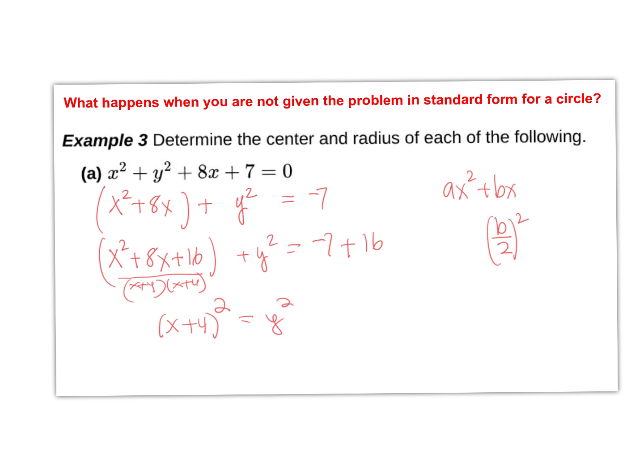Here's my y squared, and then this is 9. And so as I'm looking to determine the x and y coordinate of the center of my circle, my x coordinate is going to be -4, my y coordinate is going to be 0, and then my radius is going to be the square root of 9, which is 3.